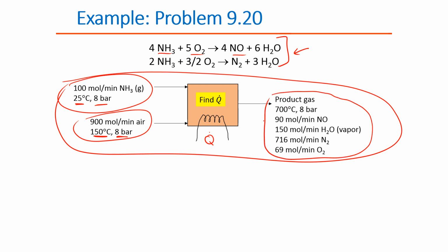Okay, and so we're just saying we don't have to solve the mole balances that are given to us, but it comes out at 700 degrees Celsius and 8 bar. Okay, so what we want to do is just taking the elemental species as references. So prepare and fill out an inlet-outlet enthalpy table.